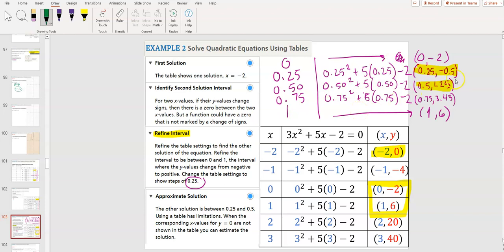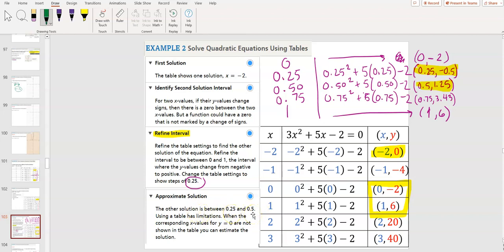And what you might have noticed over here is that I never actually found 0, but I did find two numbers that, again, are very close, so I know that it's between these. Okay, so that basically is me approximating my solution. I'm not going to get an exact answer, but I can identify that my other solution is between 0.25 and 0.5.